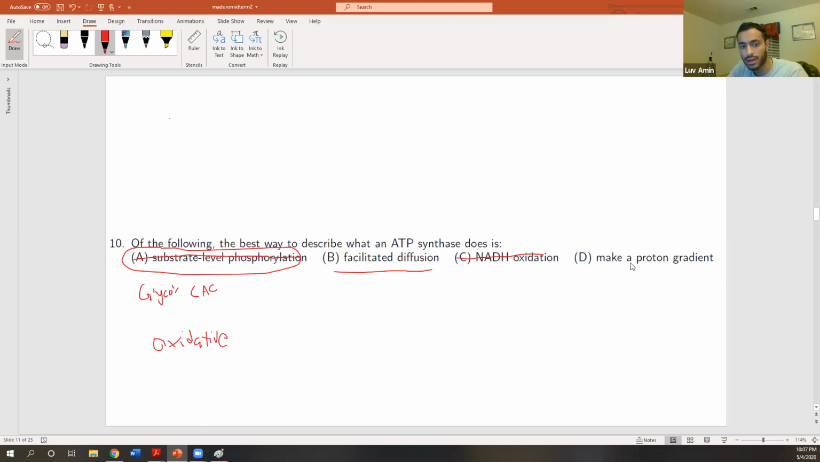What makes a proton gradient is the electron transport chain. What uses the proton gradient is ATP synthase. So D is not right either. So that leaves us with B, but let's talk about why.